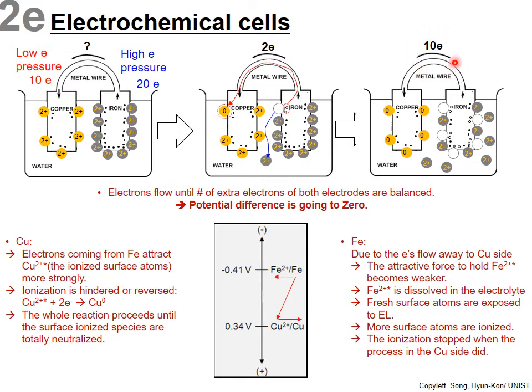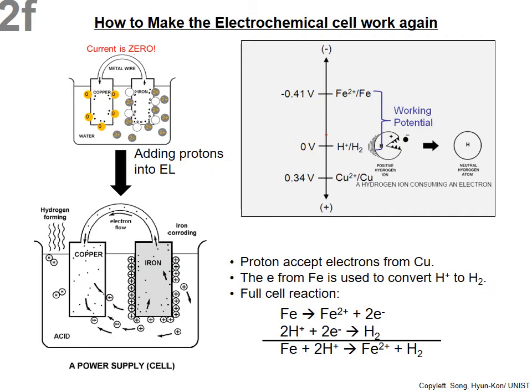After this process, we don't have any more electron transport or flow along the metal wire because we don't have any more copper 2 plus ions. I want to feed some babies, but there are no babies on the copper side, so there is no more ionization on the iron side. After the 10 electron movement, we cannot have any more current from the cell including copper and iron bars. So current is 0.